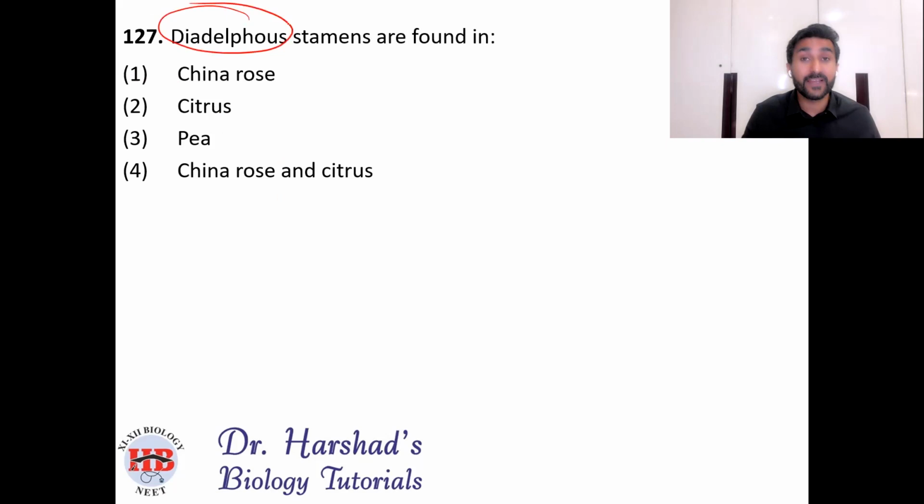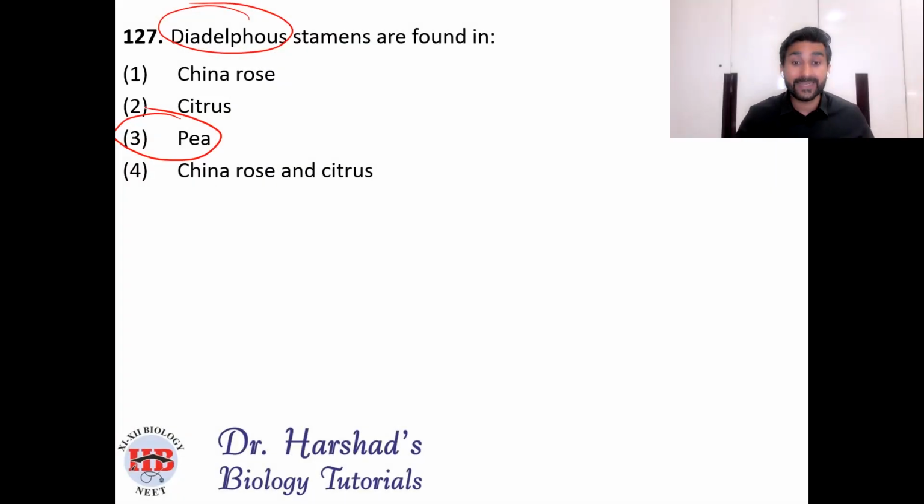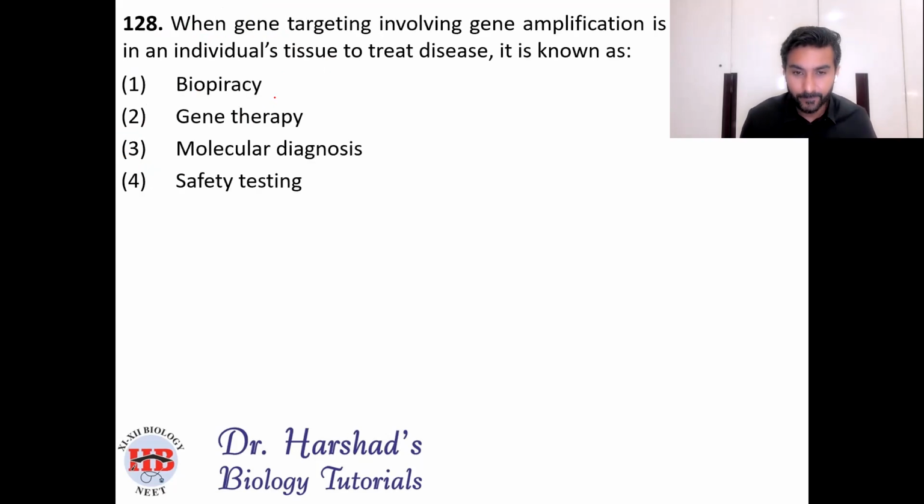Diadelphous stamen. Mind you, if they have asked you diadelphous stamen, the answer would be P. Okay, diadelphous. So if they ask you diadelphous stamen, your answer would be P. In case of China rose, the answer is monoadelphous. In case of citrus, you find the presence of a polyadelphous type of stamen. Since they have asked you diadelphous, the answer in this case would be option number 3.